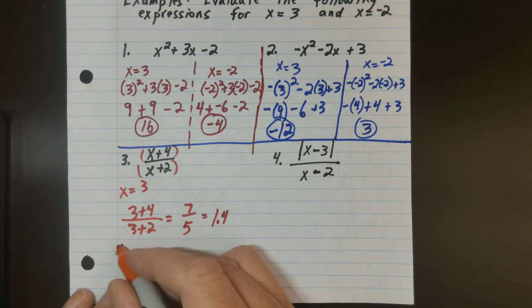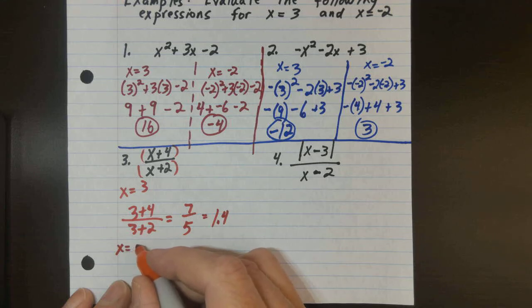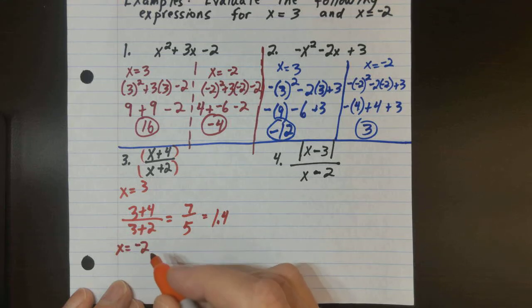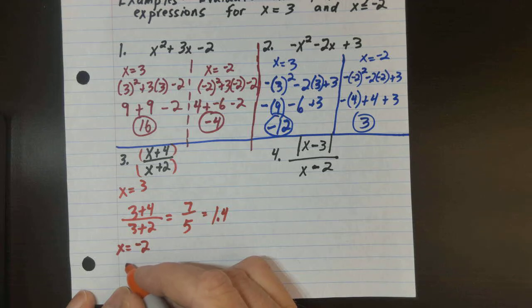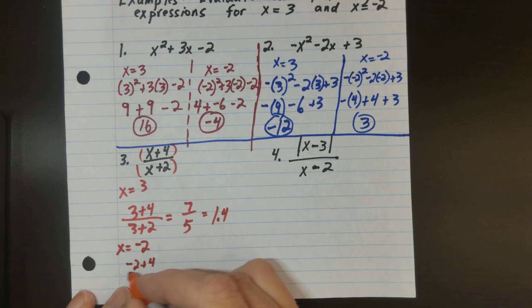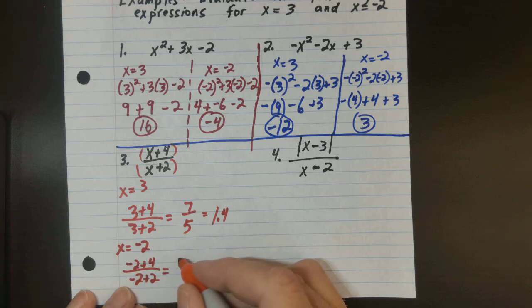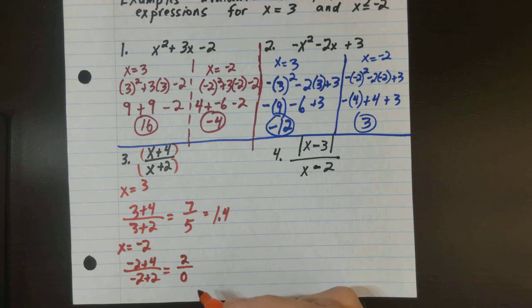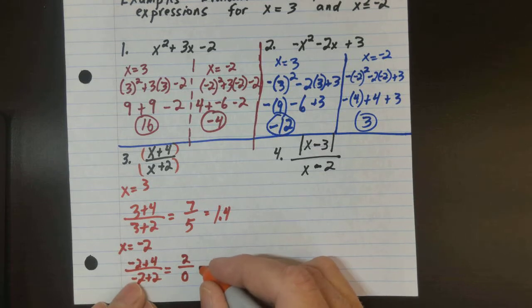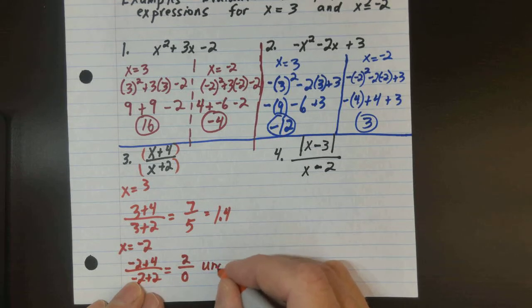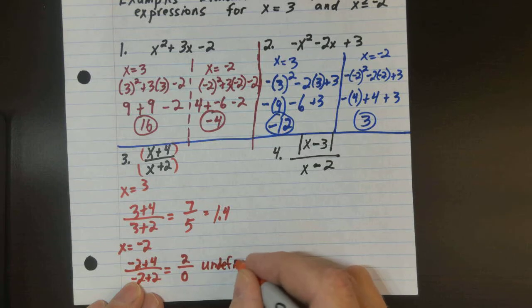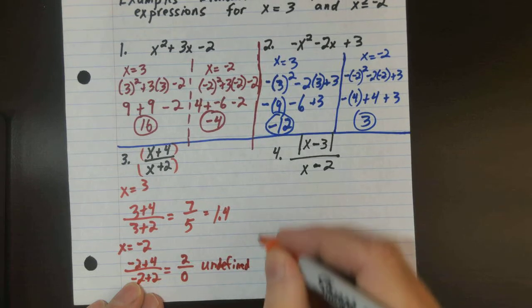And then when x equals negative 2, you got negative 2 plus 4 over negative 2 plus 2. Negative 2 plus 4 is 2. Negative 2 plus 2 is 0. 2 divided by 0 is undefined. We cannot divide by 0.